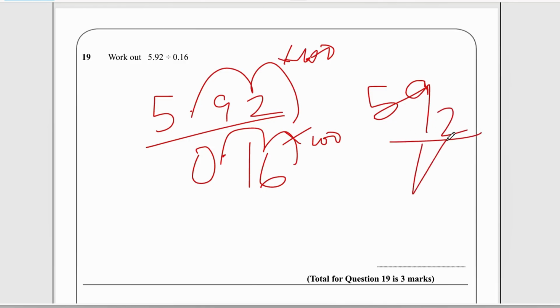Most of you can divide this 16 into 59. That will simply give you 3, which is 48. So when you subtract, you have 112, 16 there, that will give you 7, and the answer is 37.